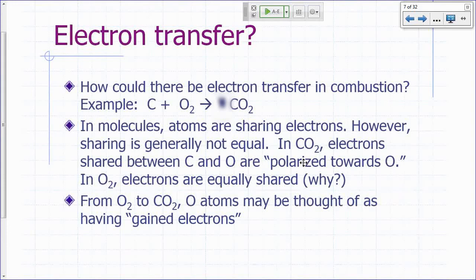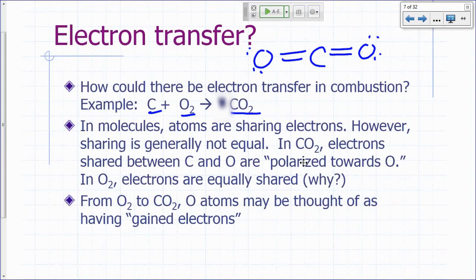We said that something like a combustion of carbon, for example, to give you carbon dioxide, involves two elemental substances, so that's a redox reaction, right? But how can there be electron transfer there? Carbon dioxide is not an ionic compound. Here's your Lewis structure for carbon dioxide. The carbon and the oxygen are sharing electrons. There is no electron transfer, it seems, right?